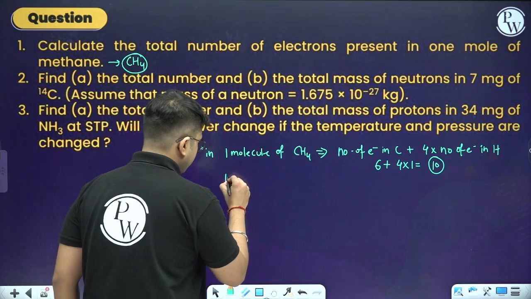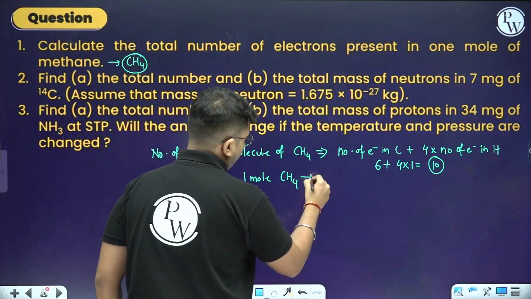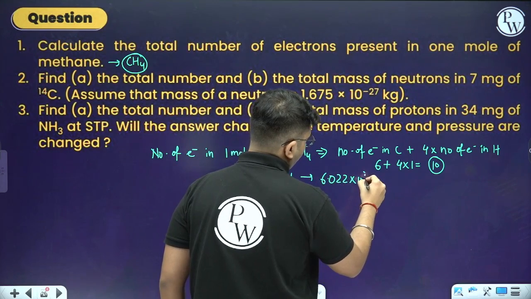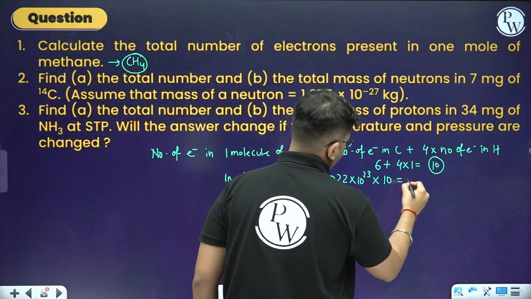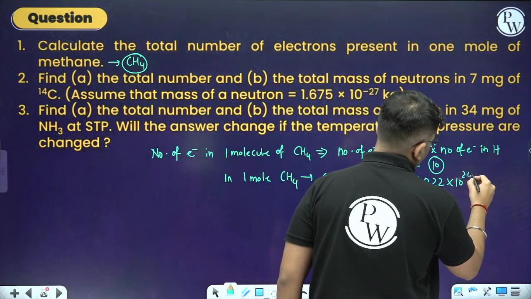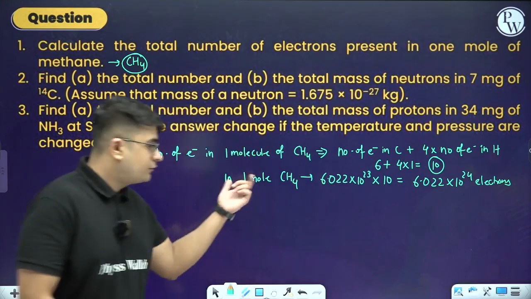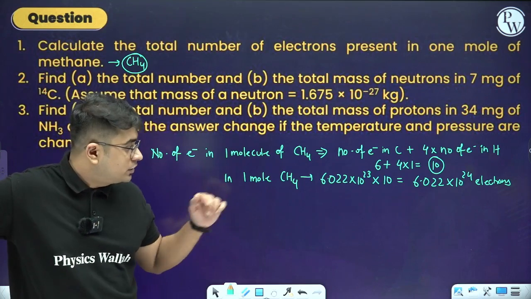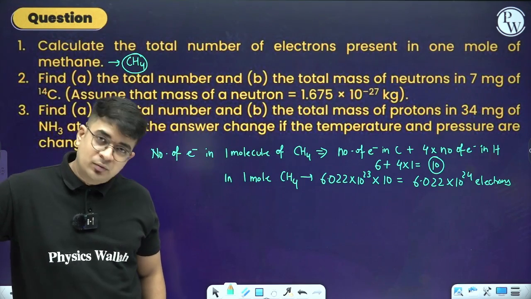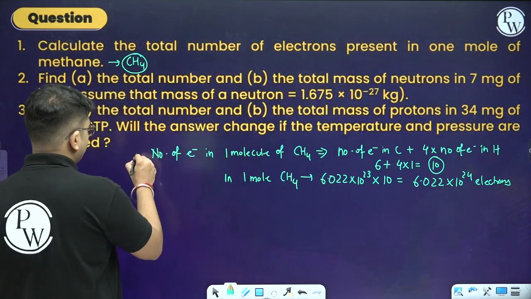So in 1 mole of CH4 you have 6.022 multiplied by 10 raised to the power 23 multiplied by 10. That will be 6.022 multiplied by 10 raised to the power 24 electrons. Because in 1 mole we have 6.022 multiplied by 10 raised to the power 23 CH4 molecules, and in 1 molecule you have 10 electrons. So very simple calculation. So this is your first part.